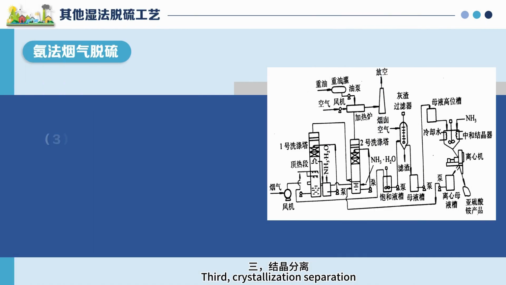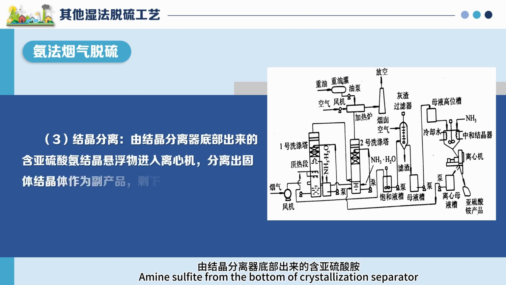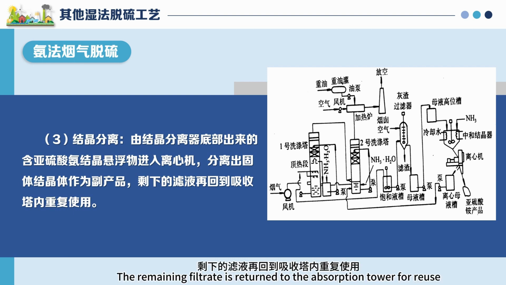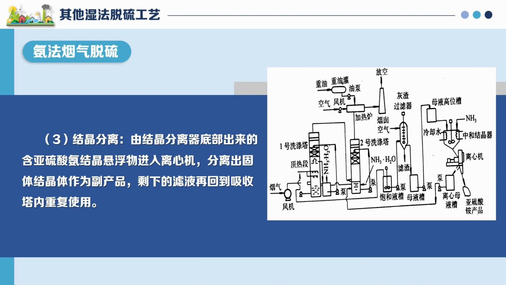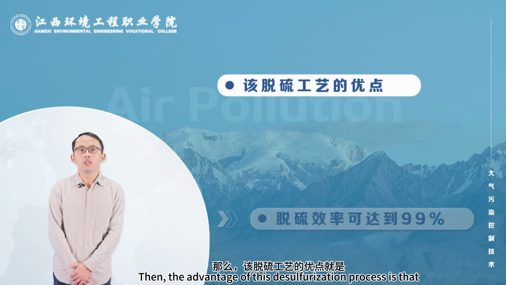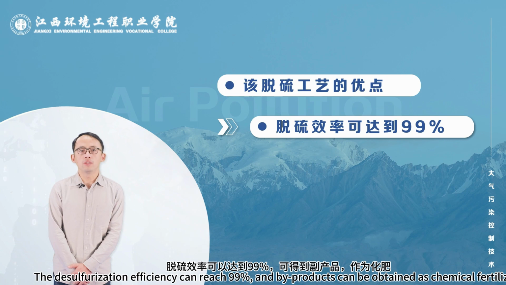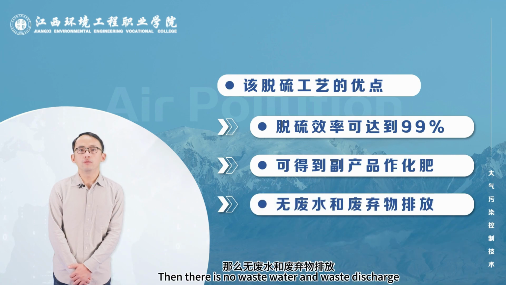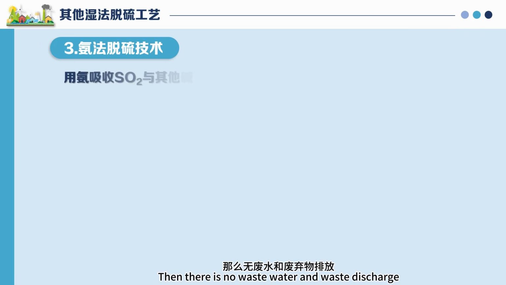Third, crystallization separation. Ammonium sulfite leaves from the bottom of the crystallization separator. Crystalline suspended solids enter the centrifuge. Solid crystals are separated as byproducts. The remaining filtrate is returned to the absorption tower for reuse. Then, the advantage of this desulfurization process is that the desulfurization efficiency can reach 99%, and byproducts can be obtained as chemical fertilizers. Then there is no waste water and waste discharge.